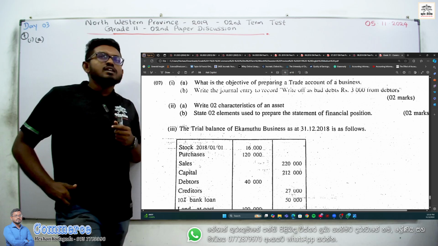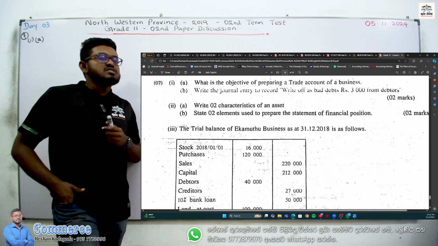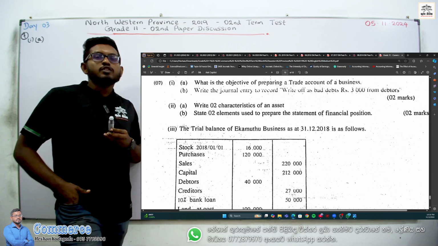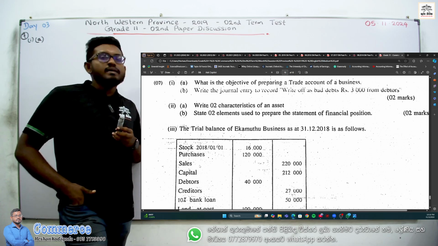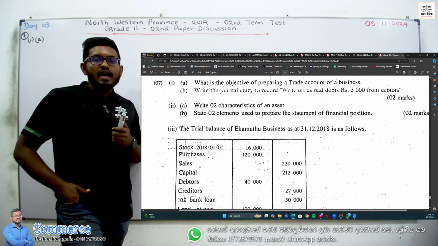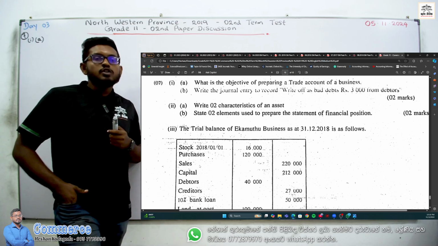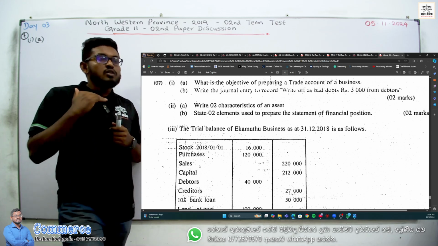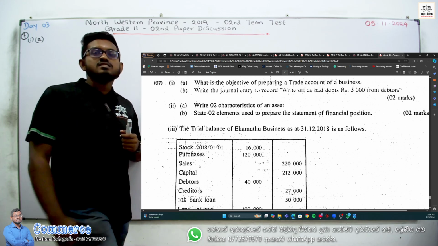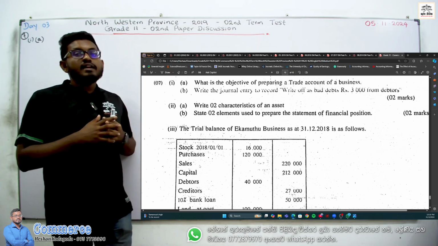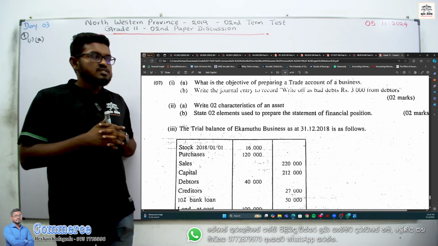So why do we prepare the trade and profit or loss statement? Previously we called it the trade account and profit or loss account. So trade means up to the gross profit. Why do we prepare up to gross profit? To calculate the profit or loss which we earn through selling goods. Understand? So up to gross profit is only about selling goods and services. Then after gross profit we add other income and we deduct different expenses, right?